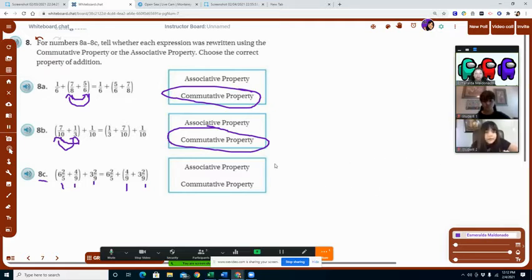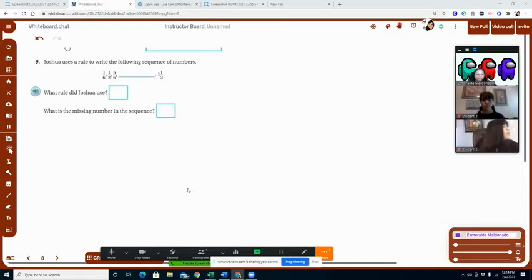So it's the associative property, right? Because the grouping is changing instead of the order. Excellent. Any questions? No. All right. The next problem is number 9. Go ahead and read it for me.